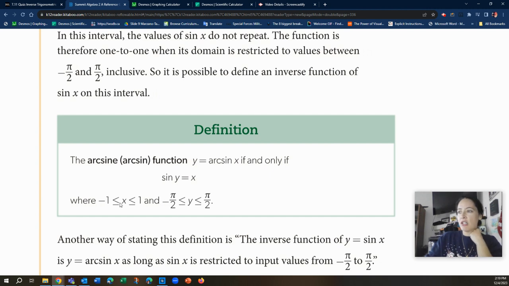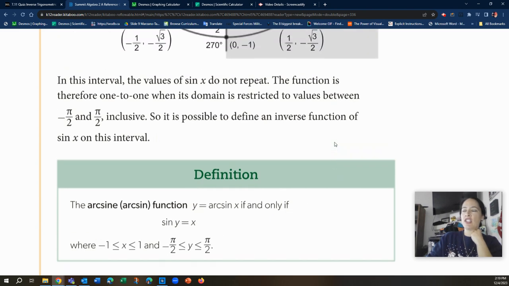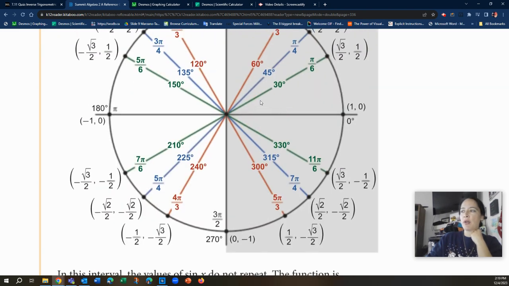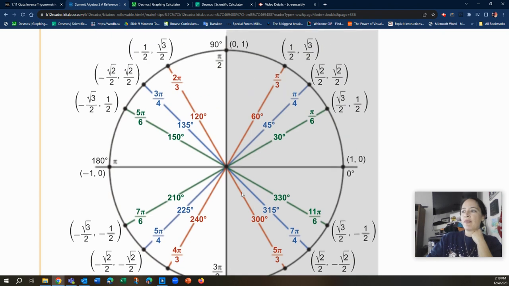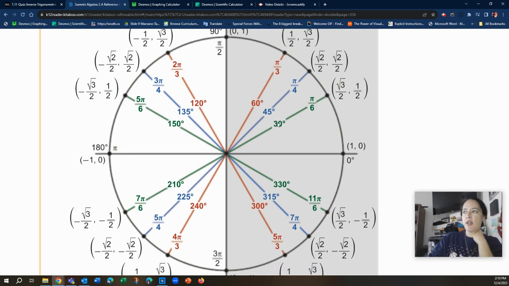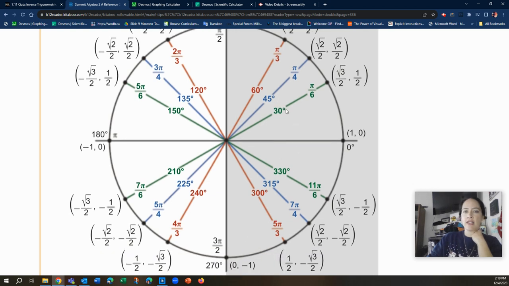If you watched that video, there was a little sentence I didn't quite agree with, and I'm happy to fix it here. This domain is restricted and the range is restricted, but notice how the range is actually this gray part on our unit circle. That's an important thing to recognize when dealing with the inverse, so we know which angles we will be looking for.